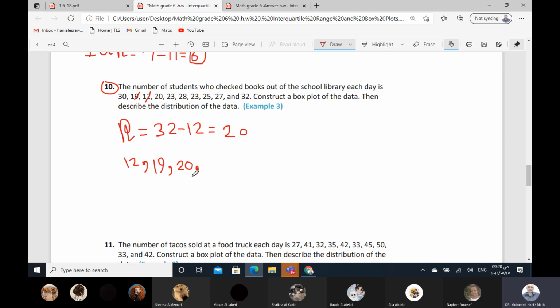Okay, Shamsa, please continue. Help me, Shamsa, to put the data in order. Next, 23. We have 25. Then 27. 28, then 30. Then we have 32. Excellent. Thank you, Shamsa.